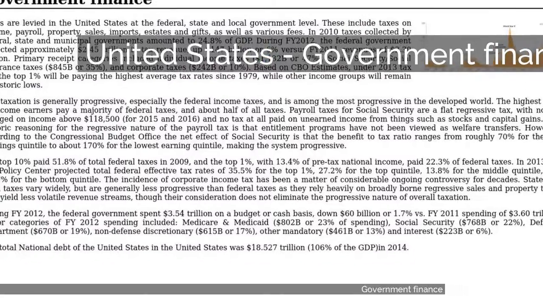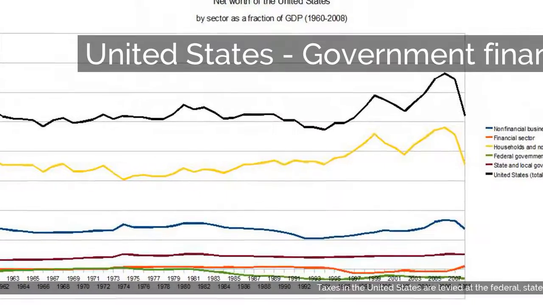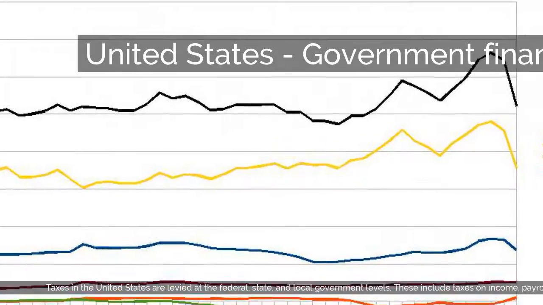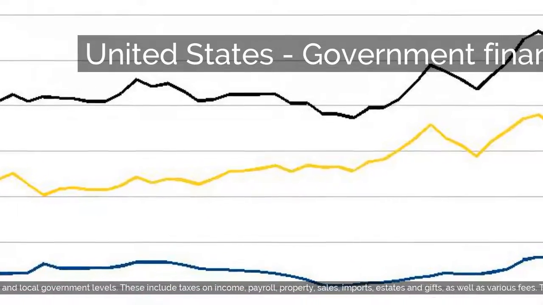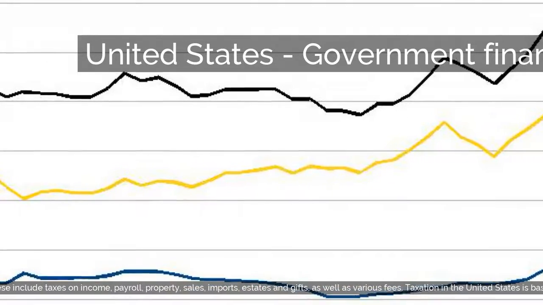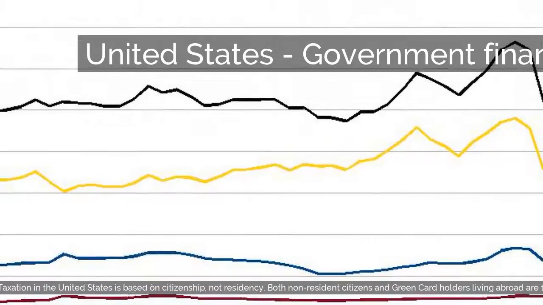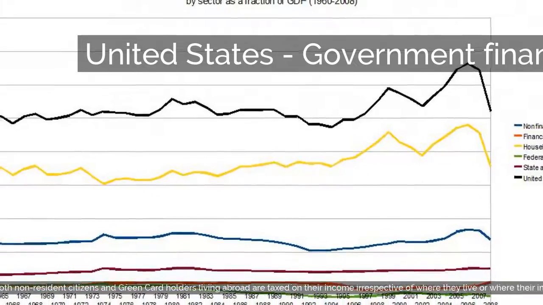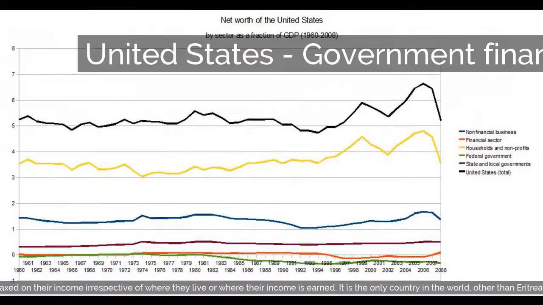Government finance. Taxes in the United States are levied at the federal, state, and local government levels. These include taxes on income, payroll, property, sales, imports, estates and gifts, as well as various fees. Taxation in the United States is based on citizenship, not residency. Both non-resident citizens and green card holders living abroad are taxed on their income irrespective of where they live or where their income is earned. It is the only country in the world, other than Eritrea, to do so.